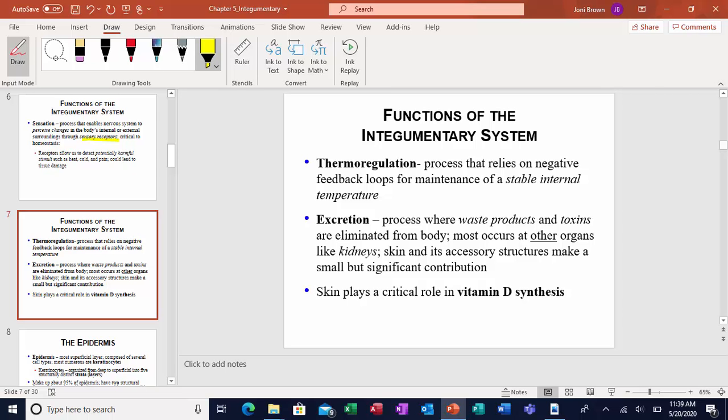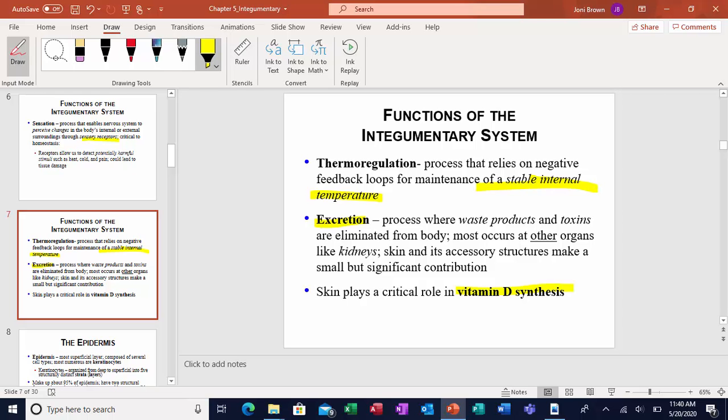Thermoregulation, maintaining our constant body temperature. That is the job of the skin, because what are you going to do if you get too hot? You're going to sweat. If you get too cold, you're going to shiver. And so the skin functions in thermoregulation. It also excretes. There are some waste products and toxins that are eliminated through the skin, like sweat has some waste in it.